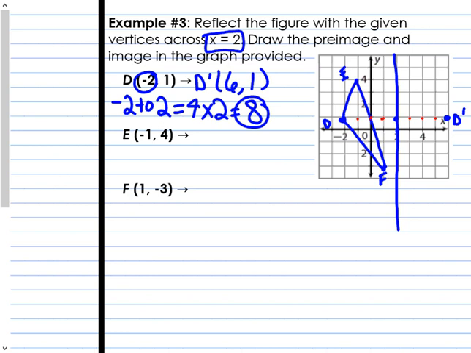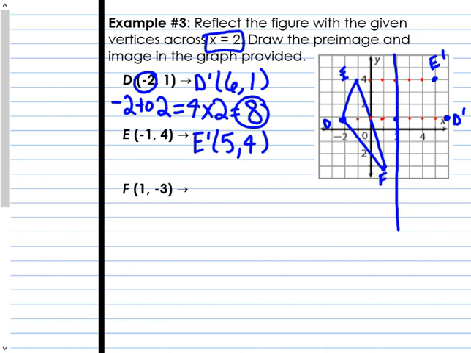Okay? Do the same thing with E. E is 1, 2, 3 away from the line of reflection. So we're going to go 3 more. 1, 2, 3. There is my new E prime. Okay? And it's at 5, 4. So E prime is at 5, 4.